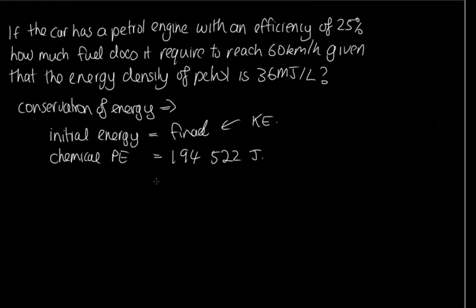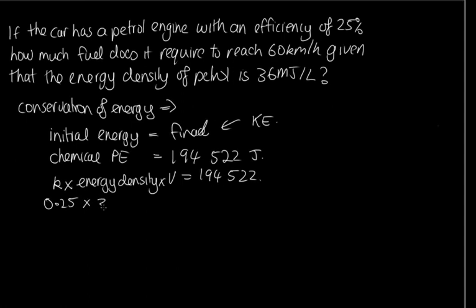So the amount of fuel it needs to produce this much chemical potential energy, this one's the kinetic energy, is given by the efficiency times the energy density times the volume, and that is equal to 194,522. So the efficiency is 0.25 as it's 25%. So a quarter of the fuel is converted into energy, and then the energy density is 36 times 10 to the 6 because it's 36 megajoules. So this is joules per litre times the volume, which is what we're trying to find.